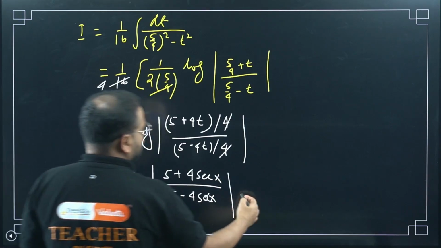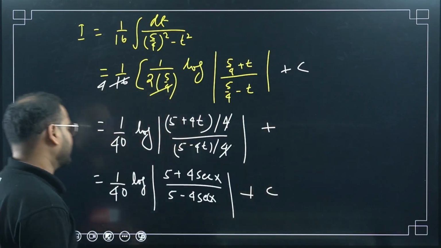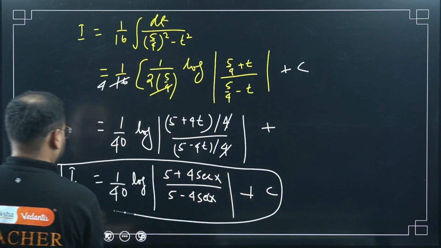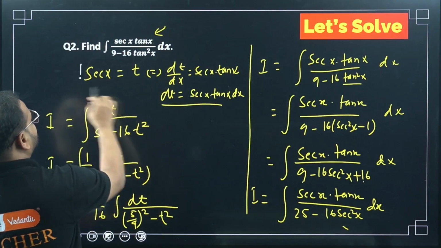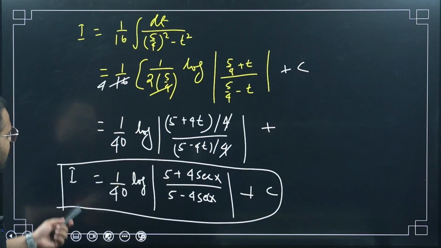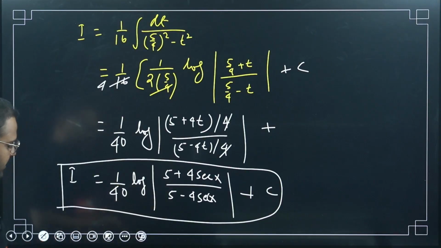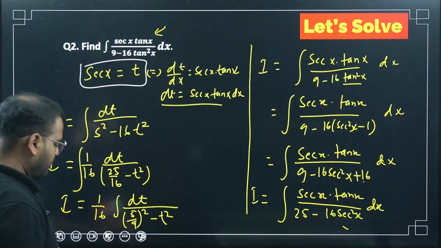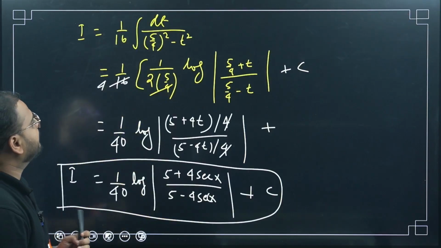Please check. And plus c is always there. The constant c is there for the integration. This is my final answer. Please have a look. Sec x is my substitution. So my answer is 1 by 40 log of 5 plus 4 sec x upon 5 minus 4 sec x, plus c. Have a look from the beginning. I hope this is visible. Yes, this is visible. Moving on.